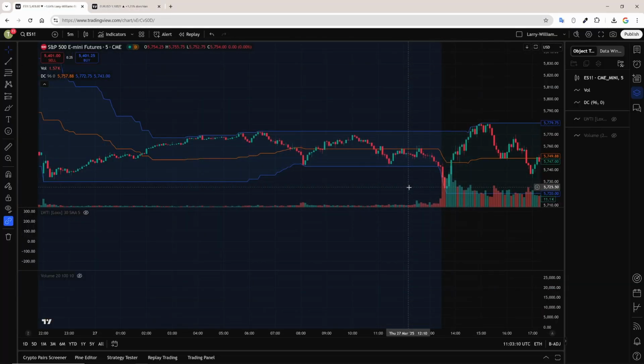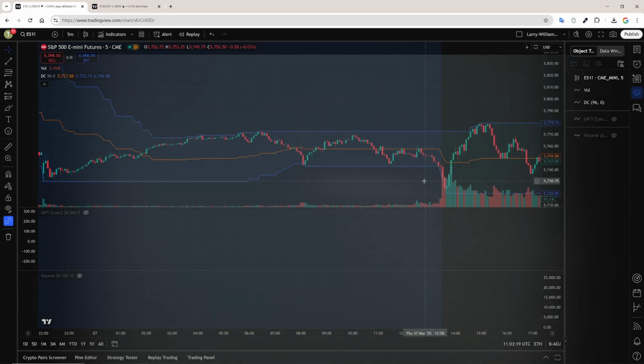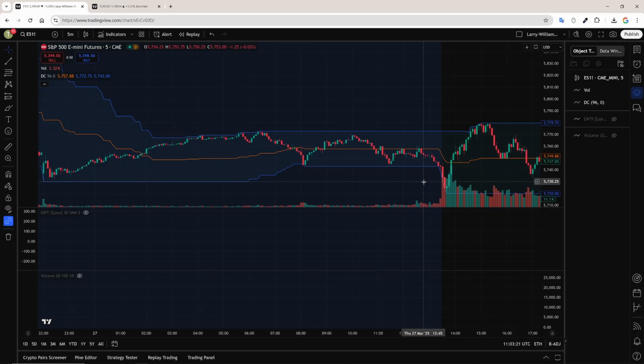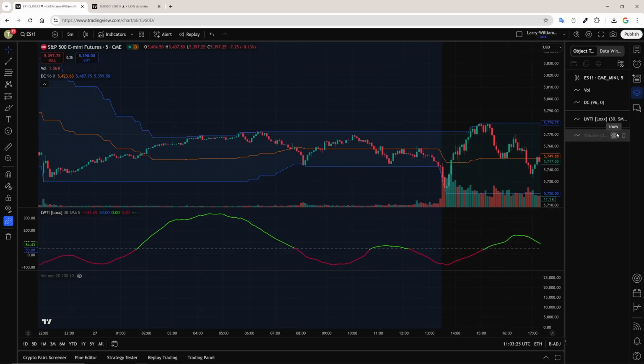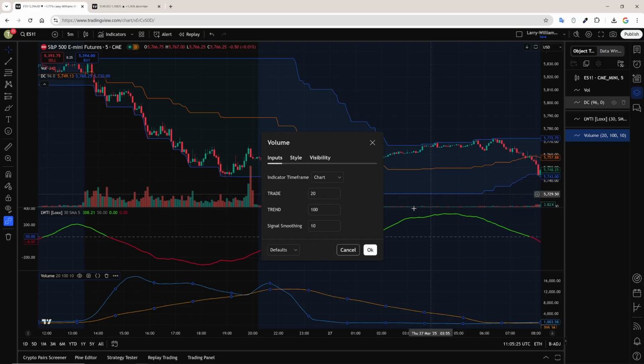So the next step is to ensure we are only entering into trades that have good momentum behind them. And to do that, we're going to use our other 2 signal confirmation indicators. Firstly, let's enable the Large Trade Index, which should already be on your chart. And secondly, we will enable the Volume Moving Average. For the Larry Williams Large Trade Index, we're going to set the period to 30 and the smoothing period to 5. For the Volume Moving Average, we're going to leave the defaults of 20 and 100.